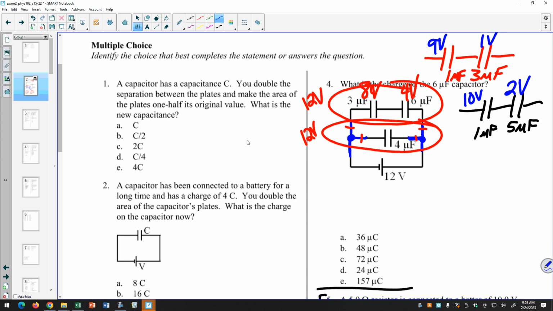Okay? So the answer for this one was 4 volts. Oh, that's not the question, is it? I wanted to know actually what is the charge across that. Q is equal to CV. 6 times 4 is 24 microcoulombs.